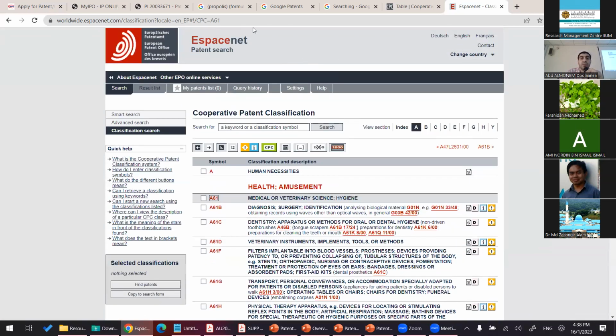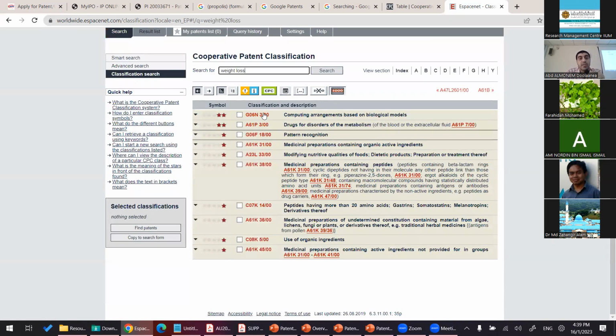You can also search here, for example, if you are looking for a health supplement, for example, weight loss. These are the classifications related to hair loss, but you can see the first one, computing arrangements based on biological methods, not related. Drugs, disorders, and metabolism, maybe we can put this one in the search. Medicine preparation containing organic active ingredients, maybe this one. We can put it in our search.